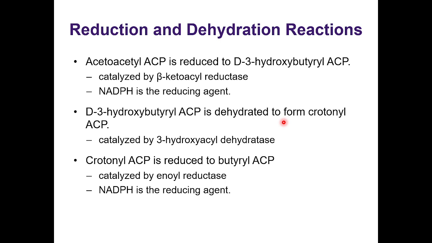The D-3-hydroxybutyryl ACP is going to be dehydrated, excuse me, to form the crotonyl ACP, catalyzed by the 3-hydroxyacyl dehydratase. Crotonyl ACP is going to be reduced to the butyryl ACP, catalyzed by the enoyl reductase, and NADPH is going to be your reducing agent in that reduction. Notice again, this is the D-3-hydroxybutyryl.